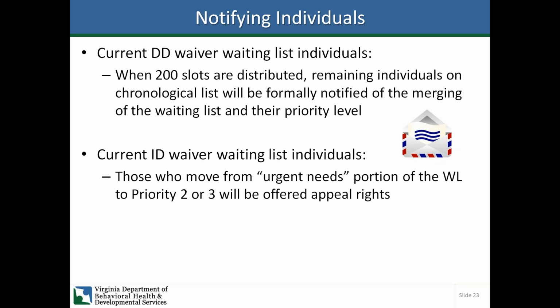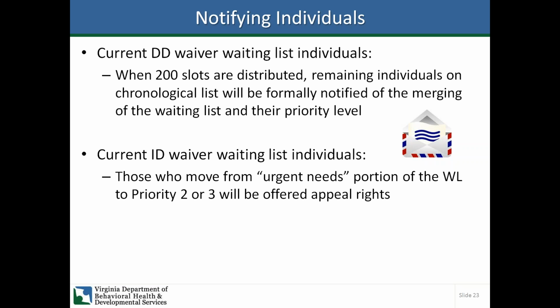Today's webinar is focused on the 3 DD waivers. There is a question, though, in regard to the elderly or disabled with consumer direction waiver. Will that process or services for the EDCD waiver be impacted by these changes? No. Where can we find out what our current DD waiver waiting list number is?